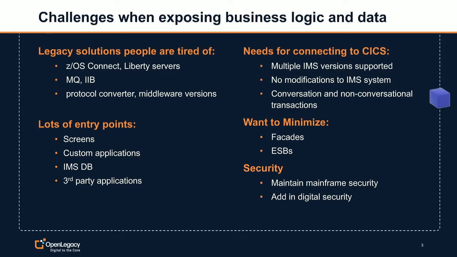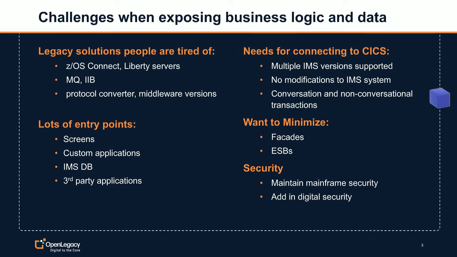So the next thing is challenges when exposing business logic and data. We like to think of some different challenges. Legacy solutions people are kind of tired of are things like z/OS Connect, where you have to actually install Liberty servers. You might have to use MQ on the mainframe and install it on the mainframe, particularly on the IMS system. And for IMS systems, we want to be able to support any version of IMS, because you may have multiple different ones, and you want no modification to the IMS system. The other thing you want to think about is conversational or non-conversational transactions. You want to be able to support both of those types of conversations. And generally, you just don't want anything extra on the mainframe and on the IMS system itself.